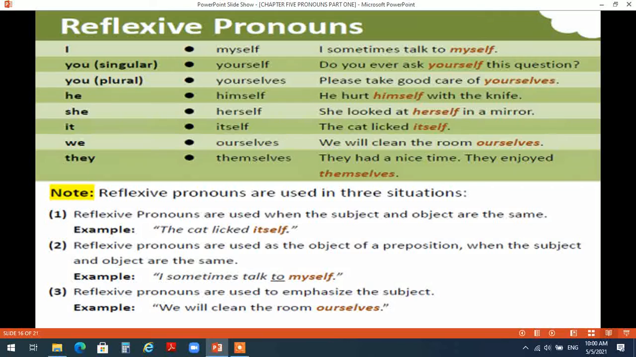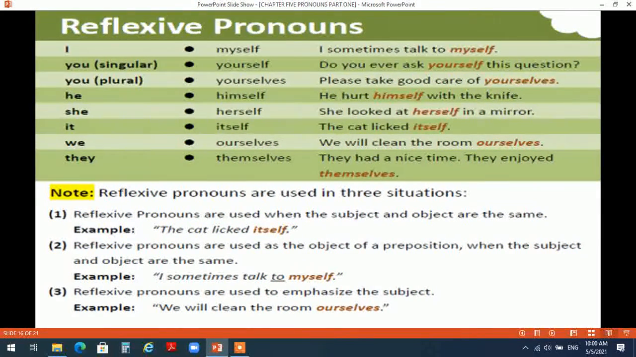الضمير he يقابل كضمير انعكاسي الضمير himself. For example, he hurt himself with the knife. Again, himself is a reflexive pronoun which has been used to complete the clause. She يقابل الضمير الانعكاسي herself. For example, she looked at herself in a mirror. it يقابل الضمير الانعكاسي itself.